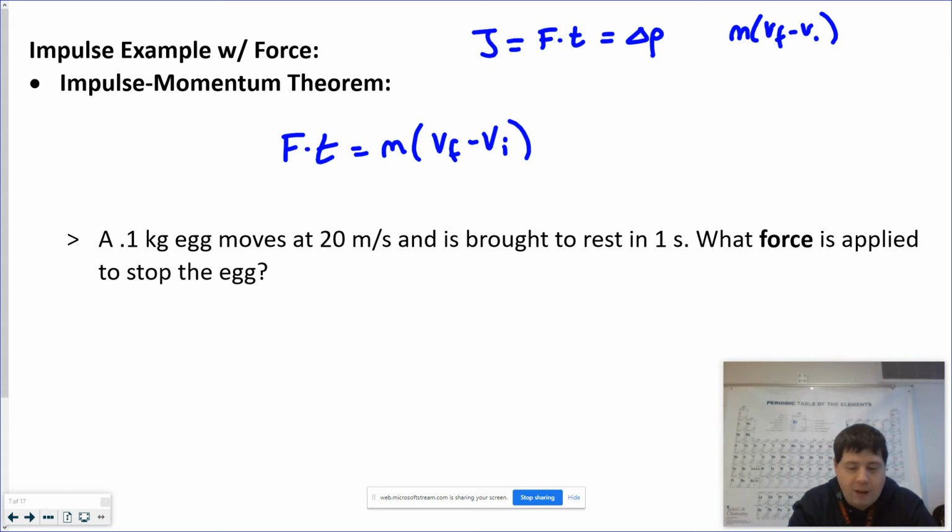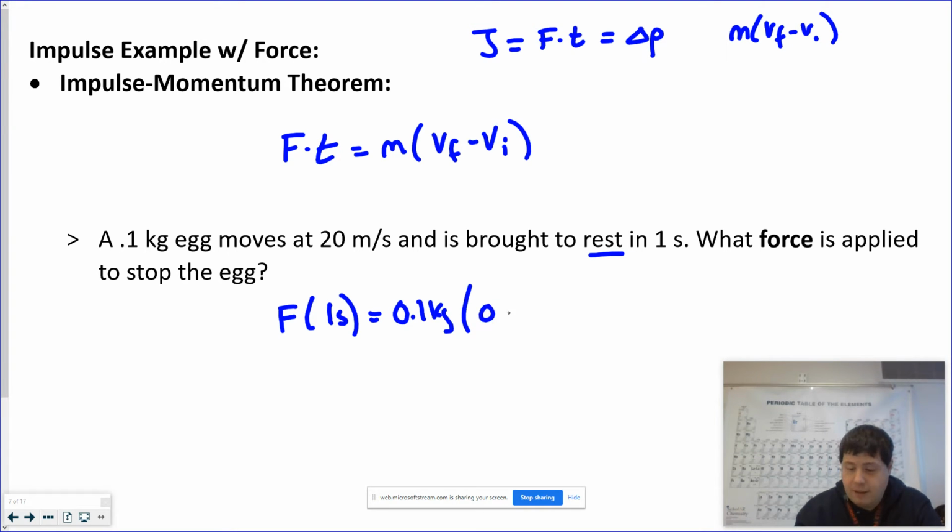So here we say a 0.1 kilogram egg is moving at 20 meters per second and is brought to rest in 1 second. What force is applied to stop the egg? So I want to find the force. I know the time is 1 second here. And then it's a 0.1 kilogram egg times Vf minus Vi. Now, Vf is going to be the 0 there. And Vi is 20 meters per second.